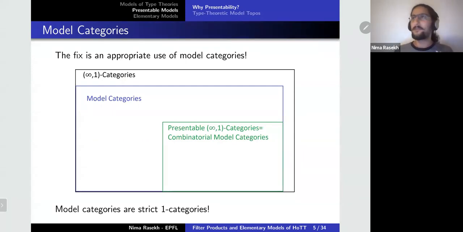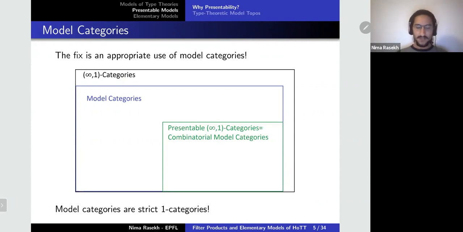I guess just to convince you, the most obvious reason: every model category has finite limits and colimits, but not every infinity category has finite limits and colimits. They can just be something. But it turns out if you intersect those two, in one place they actually coincide, namely presentability.